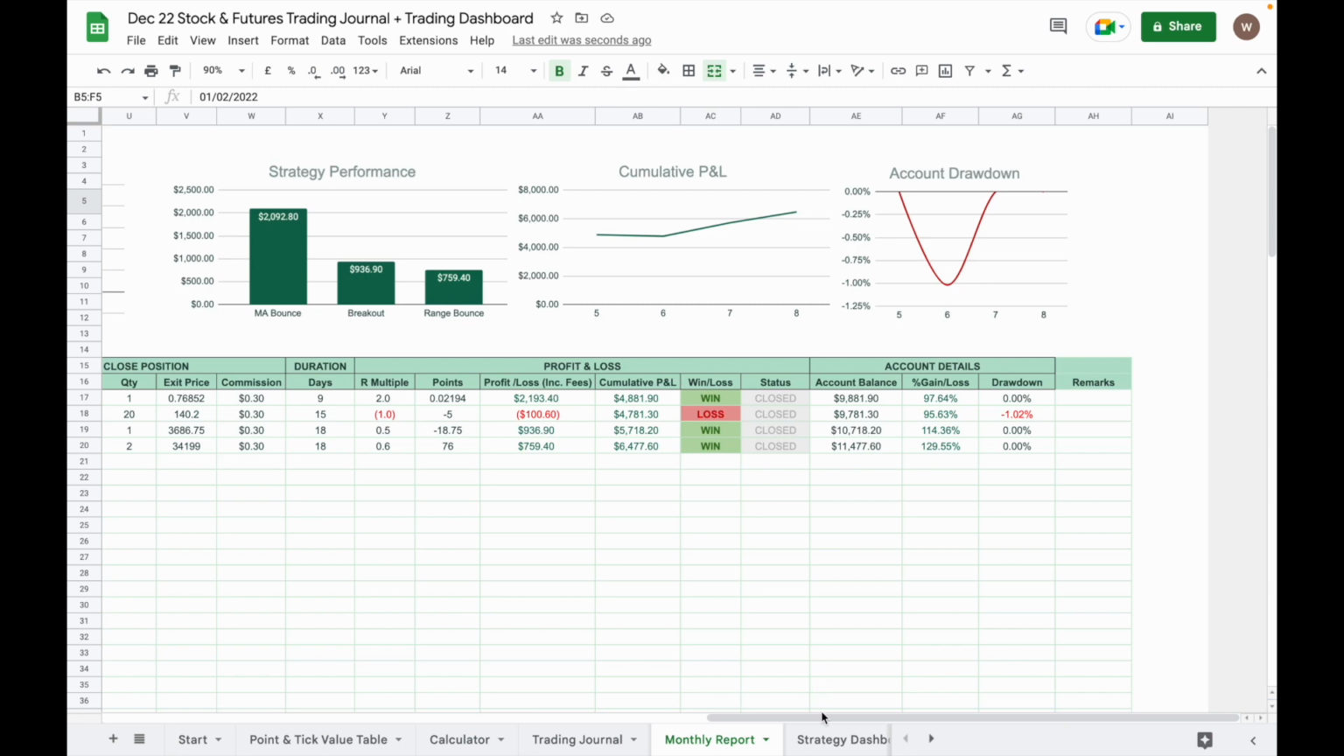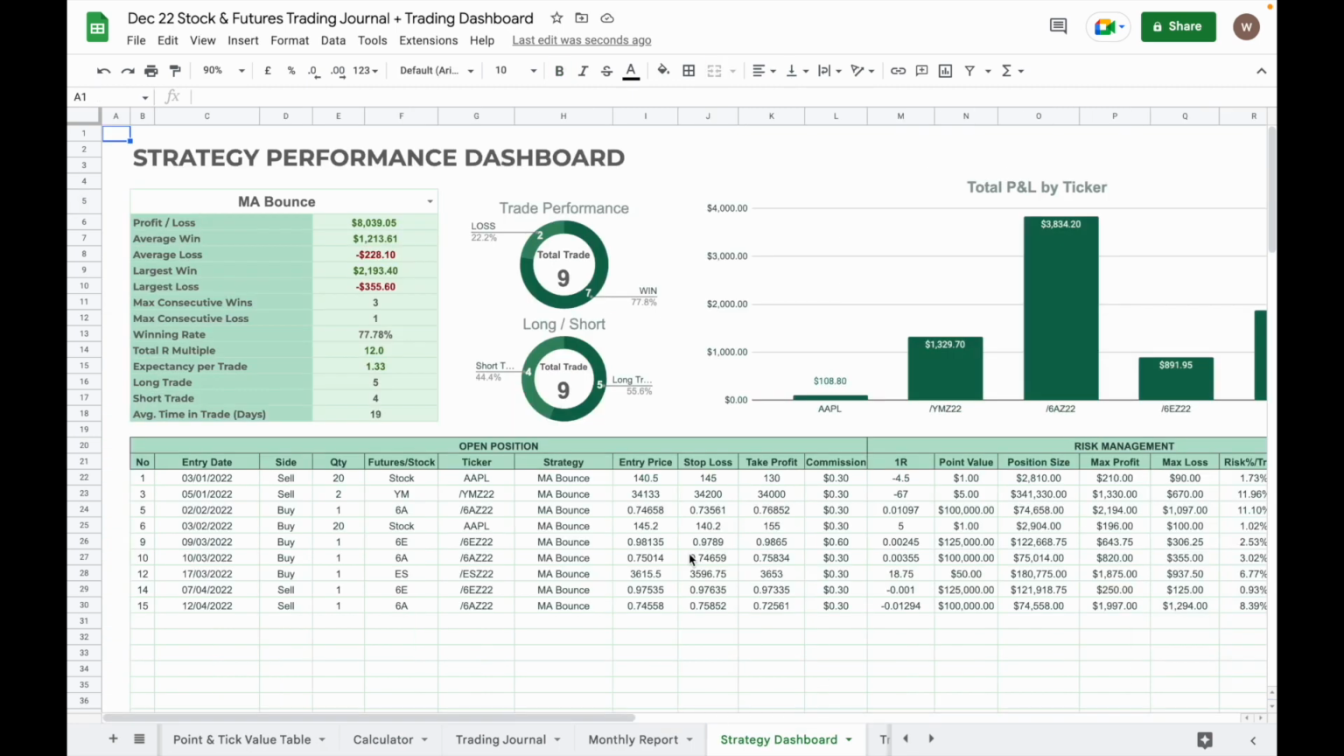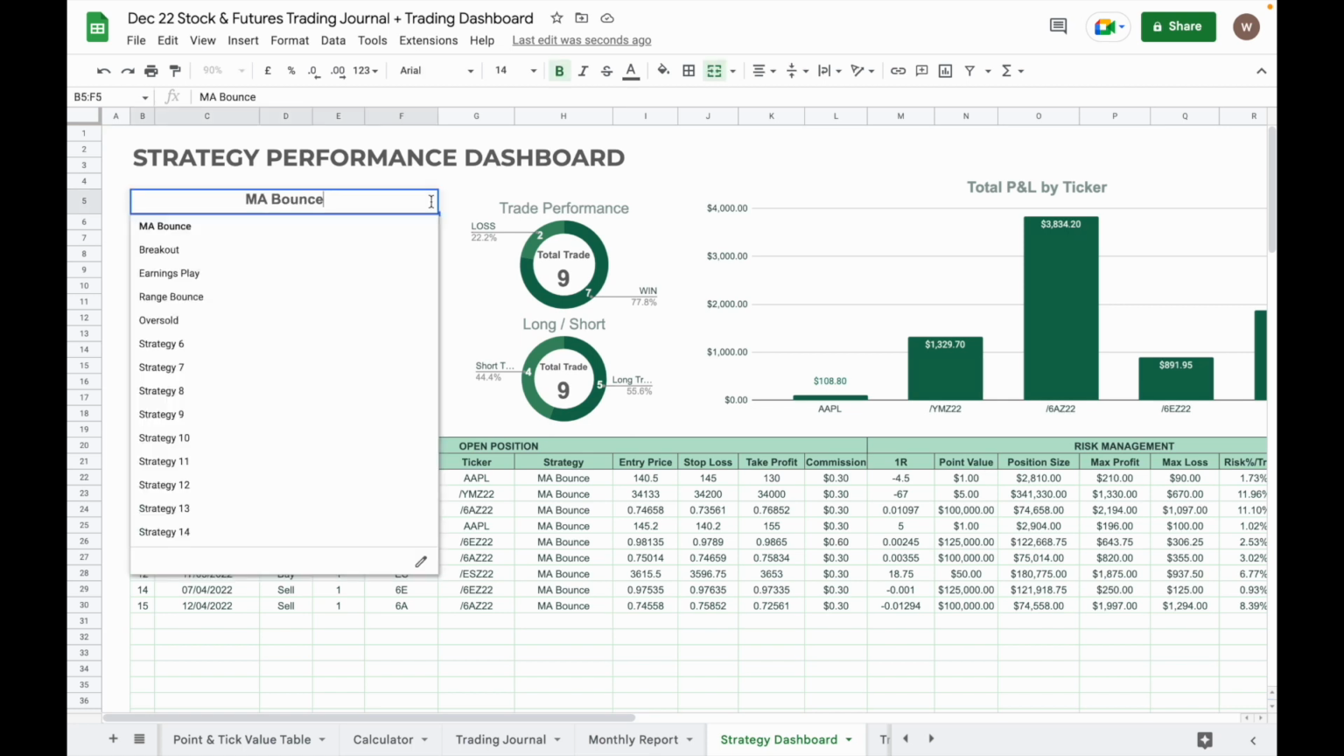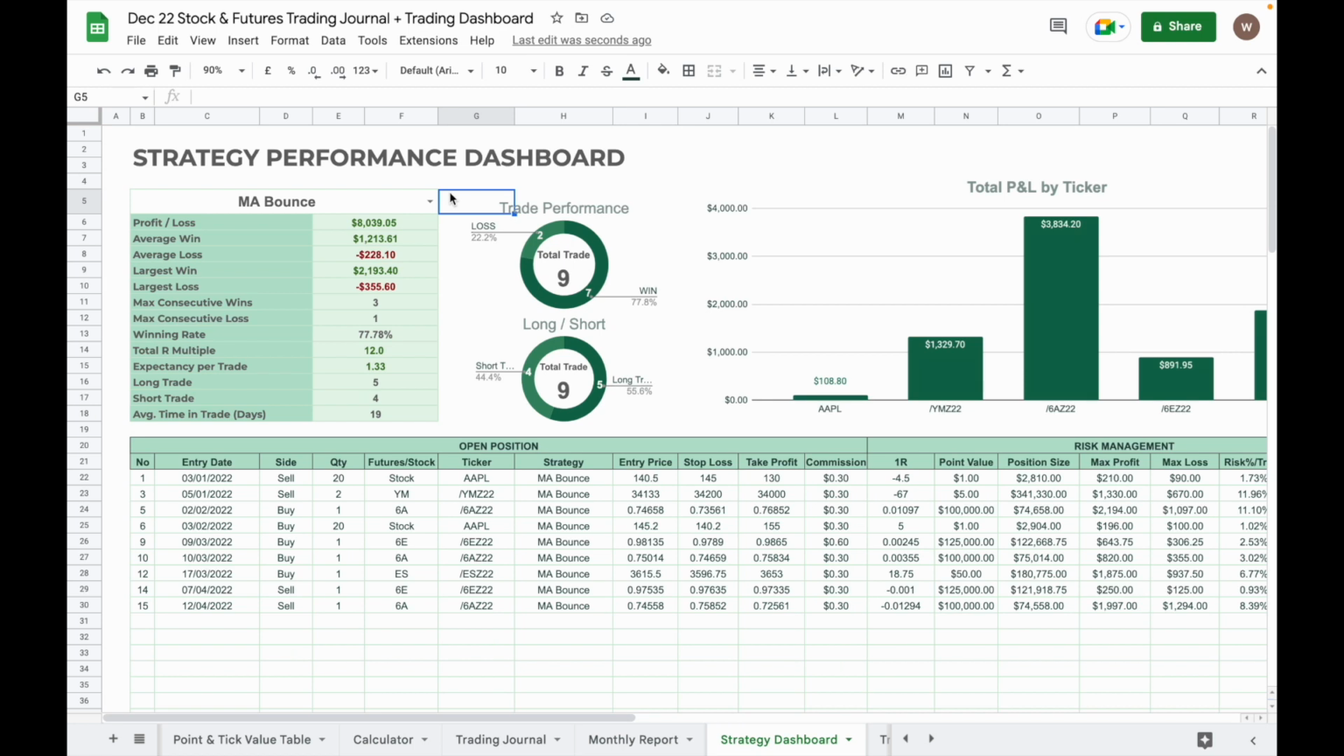Next is the strategy performance dashboard, which lets you see how each of your individual trading strategies are performing. This allows you to identify which strategy are working well and which may need to be improved. Same as the monthly report here, you can choose the strategy from the drop-down list here to view the summary and statistics of the trading strategy. It will show the summary and statistics such as the profit and loss, your average win, your win rate, and the average return per trade.